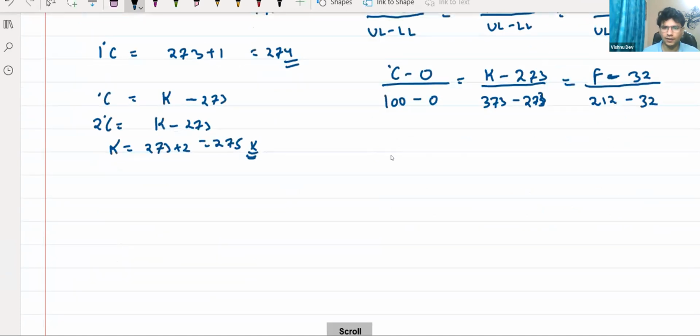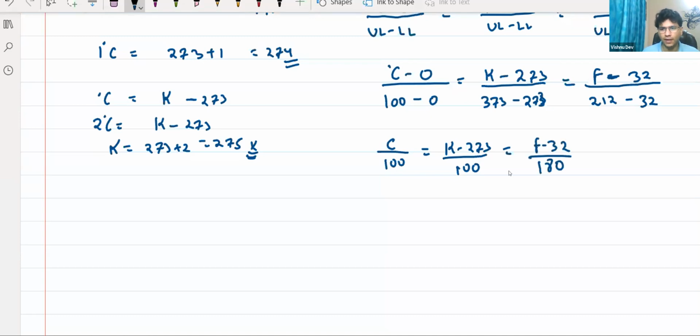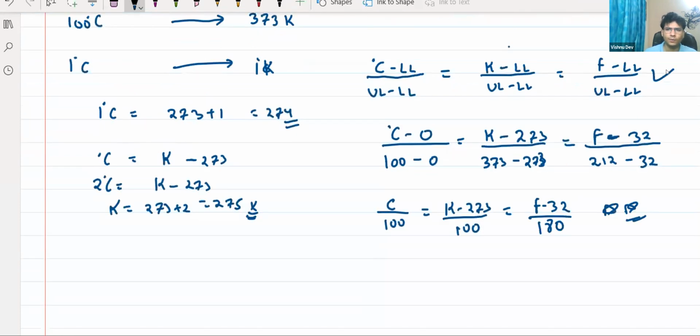C by 100 is equal to K minus 273 by 373 minus 273, which is also 100, is equal to F minus 32 by 212 minus 32, which is 180. Okay, very good. So this is something that we have to remember. But I guess all of you can remember this now at least. Yes or no?